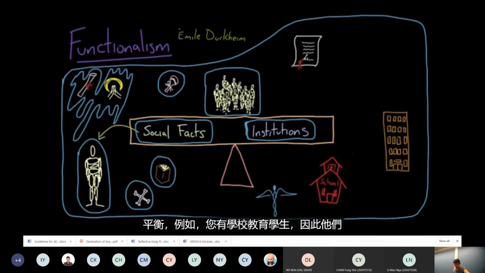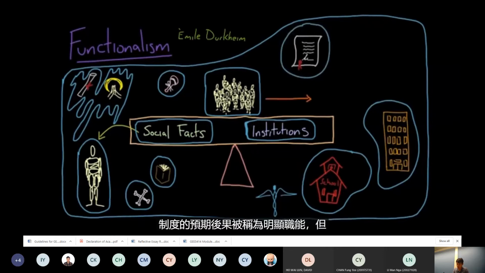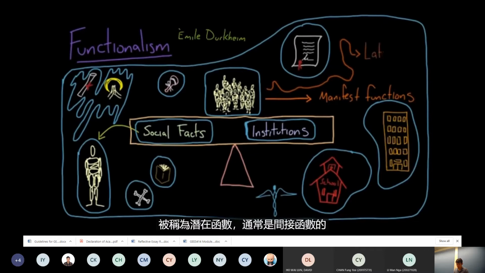So, for example, you have schools, which educate students so they can find good jobs and support the community. And businesses provide specialized services, and laws maintain social order. These recognized and intended consequences of institutions are known as manifest functions. But sometimes the institutions have unintended consequences. Schools allow the students and professors to make social connections, and they expose the students to new activities through extracurriculars. Businesses connect people across societies. These unrecognized and unintended consequences are called latent functions and are often indirect effects of the institution.